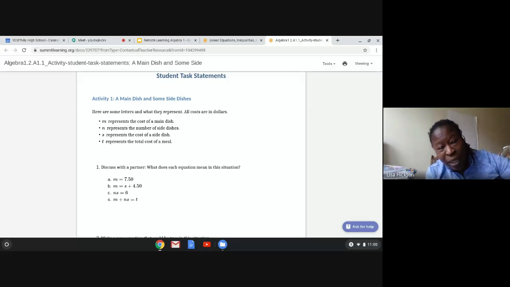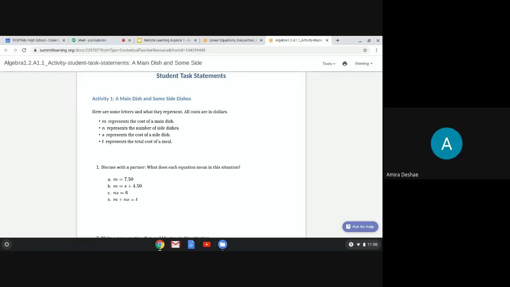All right, that's one. Anybody else get something up? The M represents the cost of the main dish and S represents the cost of the side. Okay, and so what does the equation mean? But it says plus 4. The equation is 4.50, the cost of the main dish plus the cost of the side dish.